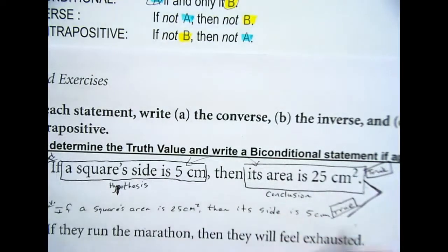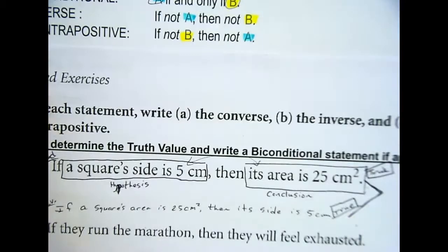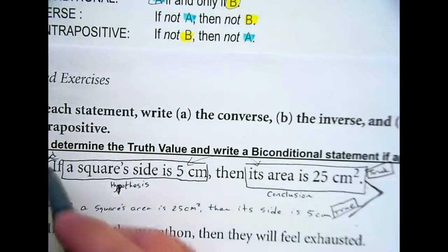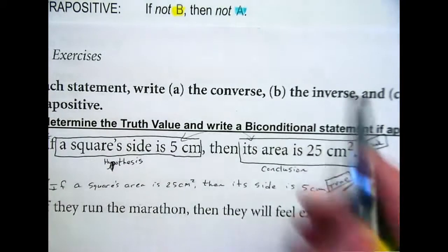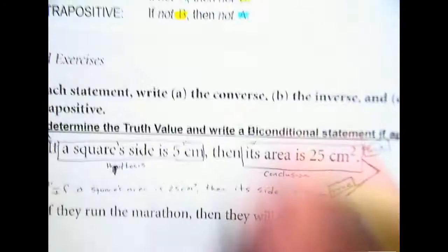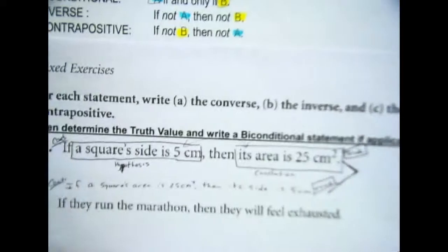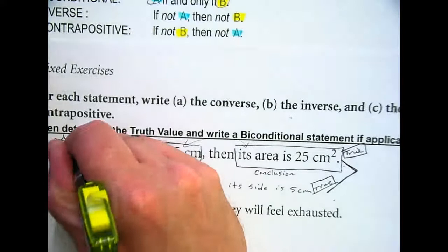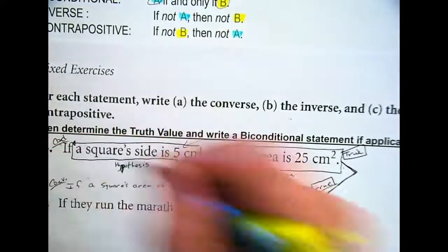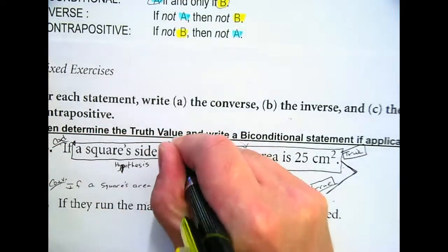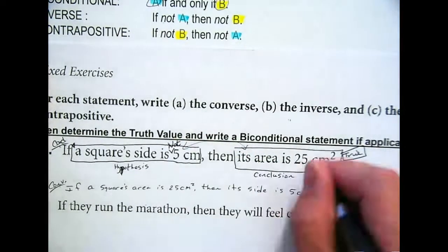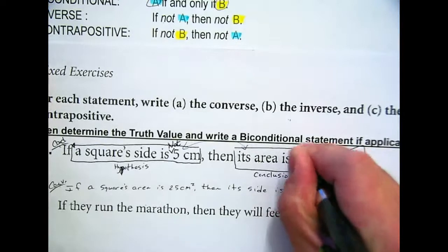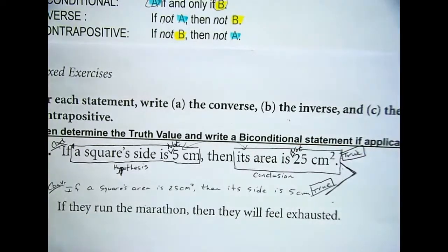Okay. I want you to write an inverse. Actually, before we go to that, is there any other questions on that? Well, you can only write the biconditional if both of them are true, right? Correct. You can only write the biconditional if the converse and the conditional are true. Okay, notice the inverse adds the word not. So when we're dealing with an inverse, all we're doing really is putting the word not in there. If a square side is not 5 centimeters, then its area is not 25 square centimeters.